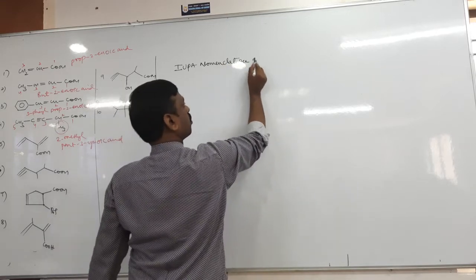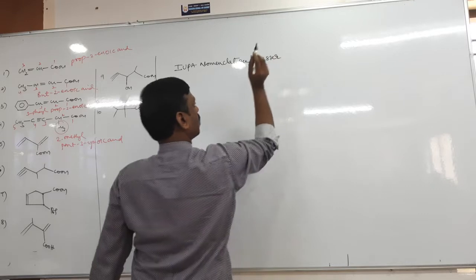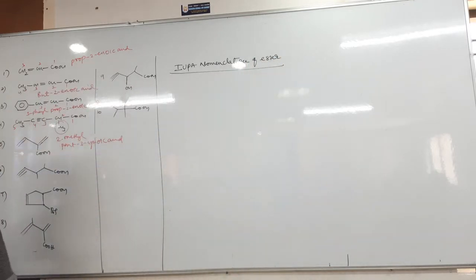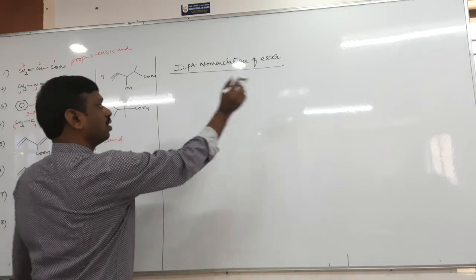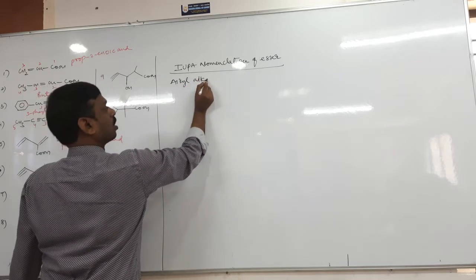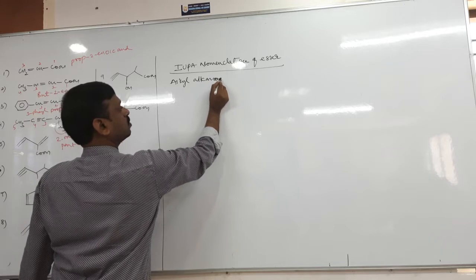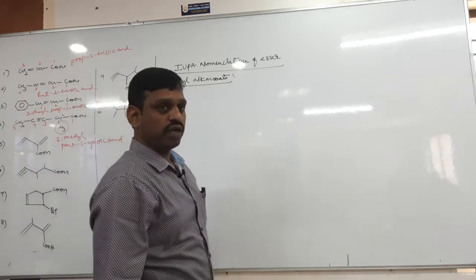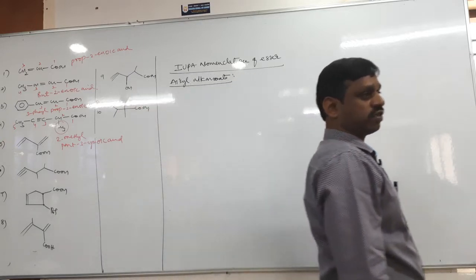IUPAC nomenclature of ester. So, okay. What is the IUPAC name of ester? Alkyl alkanoate. Right. It is an alkyl alkanoate is the IUPAC name of ester.